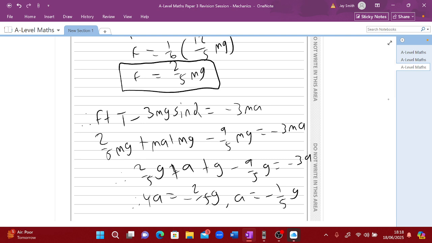Is 2/5 of G, oh, and gone. 2/5 mg, add MA, add mg. So 4 of A is minus 2/5 g. So then A would be minus 2 over 5 divided by 4. You get a tenth. So that's what they wanted, but you get a negative.